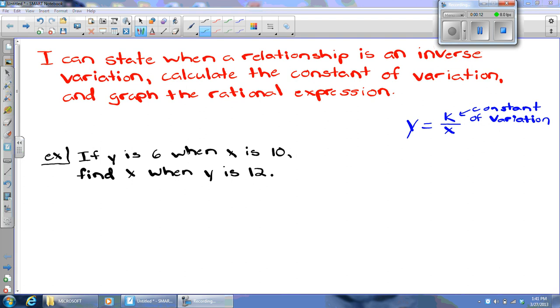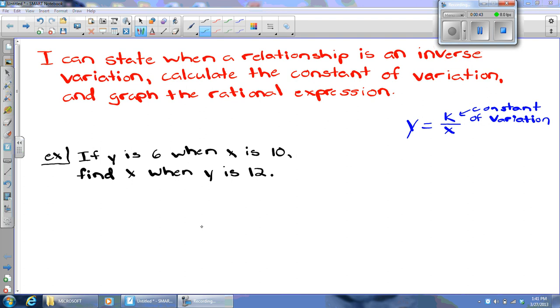Okay, so today we're going to talk about inverse variation. When we're done with this video, you should be able to state when a relationship is an inverse variation, calculate the constant of variation, and graph the rational expression. A lot of these words don't really make sense to you, but hopefully after this video you will understand this a little better.